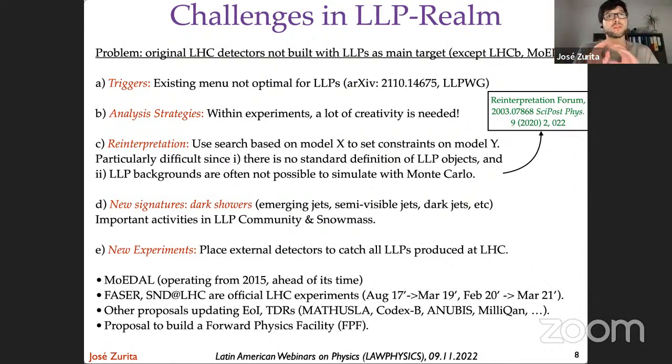So the problem, and I already stated it, none of the general purpose detectors, I'm thinking of ATLAS and CMS mostly, were built with long-lived particles in mind. They were built to try to catch particles that are prompt, originate from the interaction point. So issue number one, huge issue, triggers.